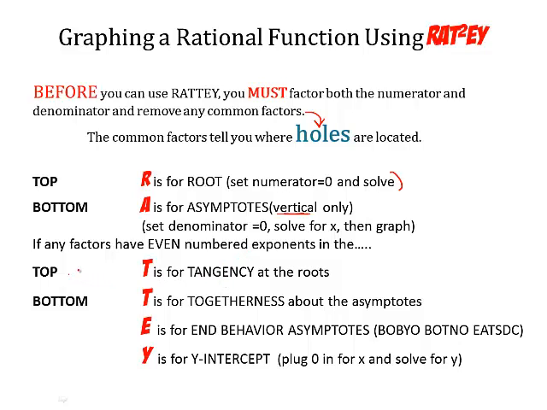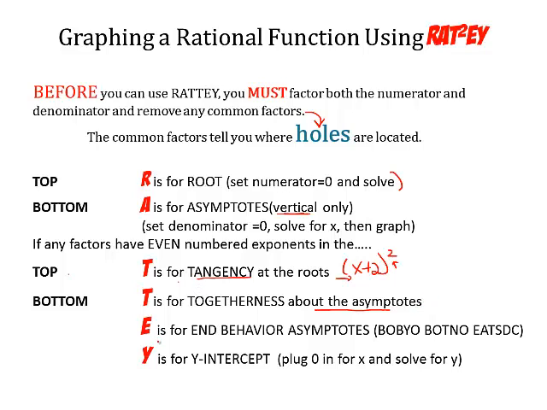If you have even numbered exponents in the numerator for those factors, like a factor is repeated in the top, that's what you call tangency, like an x plus 2. If it's squared, then that's tangency at that root. Remember, that's a root. If it's in the bottom, it's not tangency, it's what we call togetherness. So it's togetherness about an asymptote because that comes from the bottom of the equation.